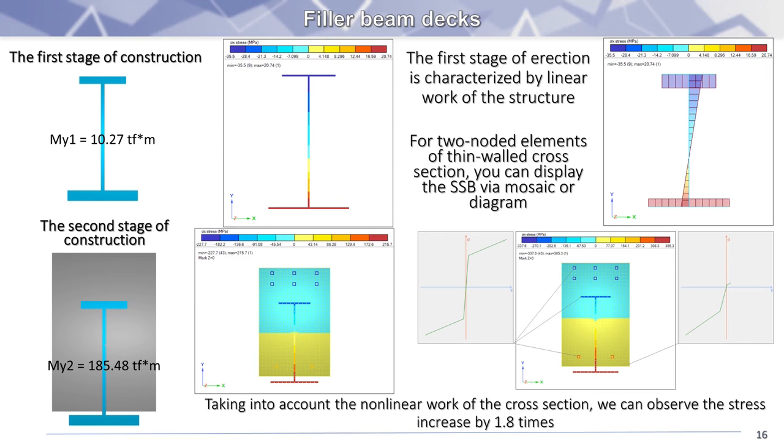The first stage of construction in both cases is characterized by a linear work of the I-beam. It should be mentioned that stress-strained behavior for two noded thin-walled elements of cross-section can be displayed via mosaics or diagrams. Taking into account the non-linear work at the second stage of construction, we can observe the stress increased by 1.8 times compared to the linear work.